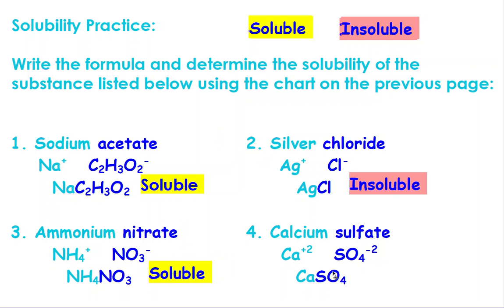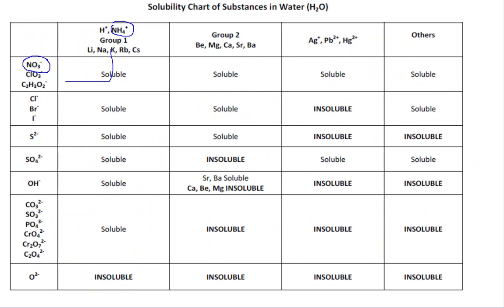Calcium sulfate. There's the chemical formula. It shows you what the ions are. Calcium sulfate. Calcium is here. Sulfate is down here. We look at where it brings together. Insoluble.